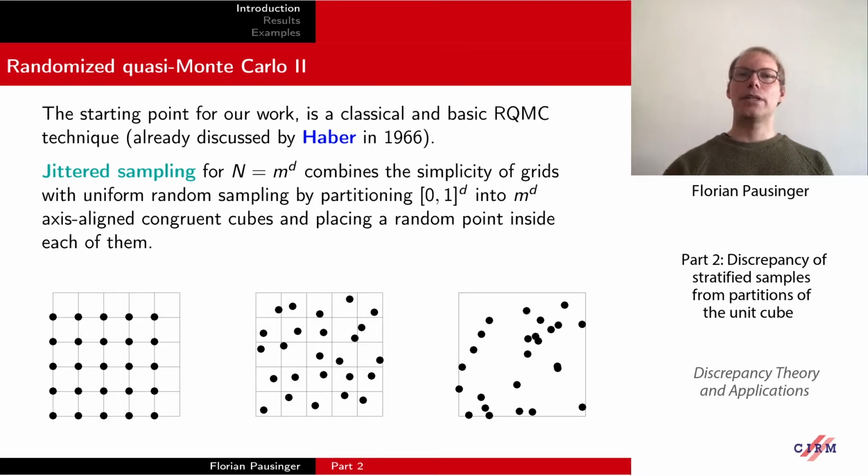The starting point for our work is a classical and very basic randomized quasi-Monte Carlo technique, which was already mentioned in a paper by Haber in 1966. It's the so-called jittered sampling.